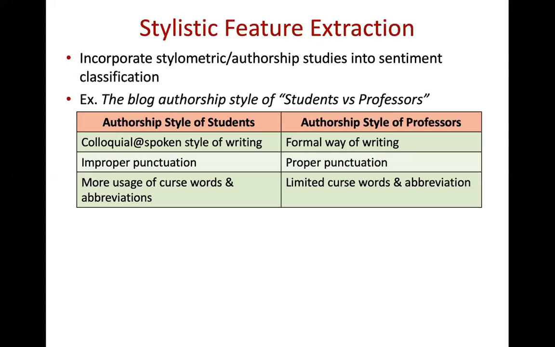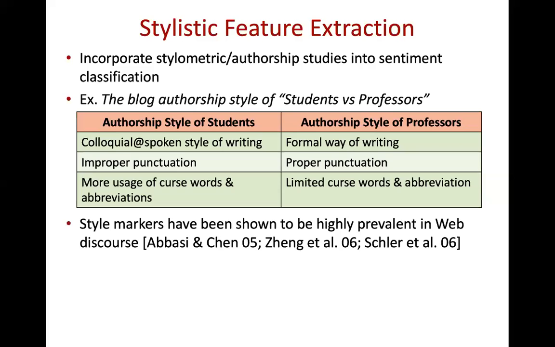Or it's called stylometric authorship studies in sentiment classification. Basically, you can have different authorship styles, like students and professors. These styles can be characterized by particular ways of how people write. Students don't really put in proper punctuation. They use different words and abbreviations, while professors are very formal. They have proper punctuation, a formal way of writing, and limited use of abbreviations.